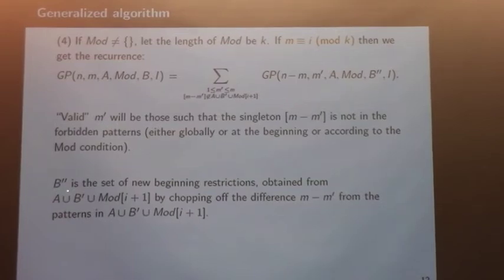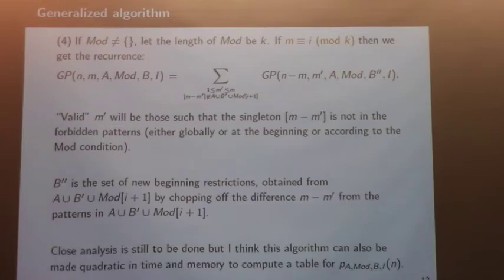And B double prime is a set of new beginning restrictions obtained from A union B prime union mod i plus 1. So the only difference from the third step is we have the mod i plus 1 because we also have mod restriction, and we know n falls into the ith congruence class. So we still chop off the n minus n prime, and we get the set of new beginning patterns. So hopefully that is clear.